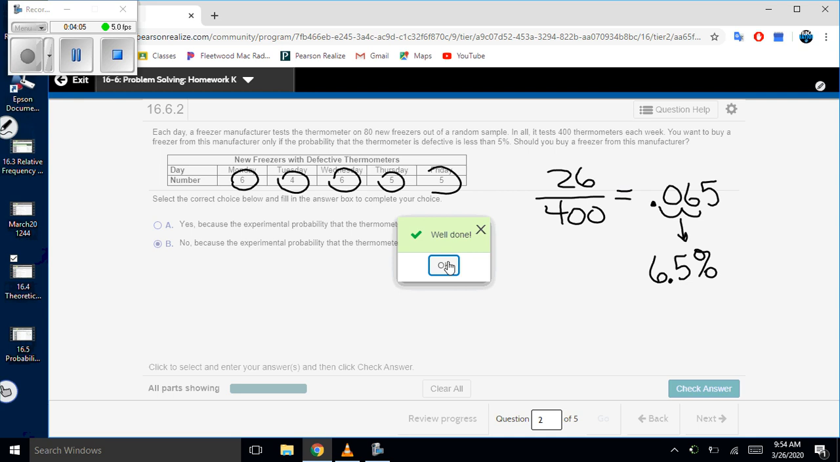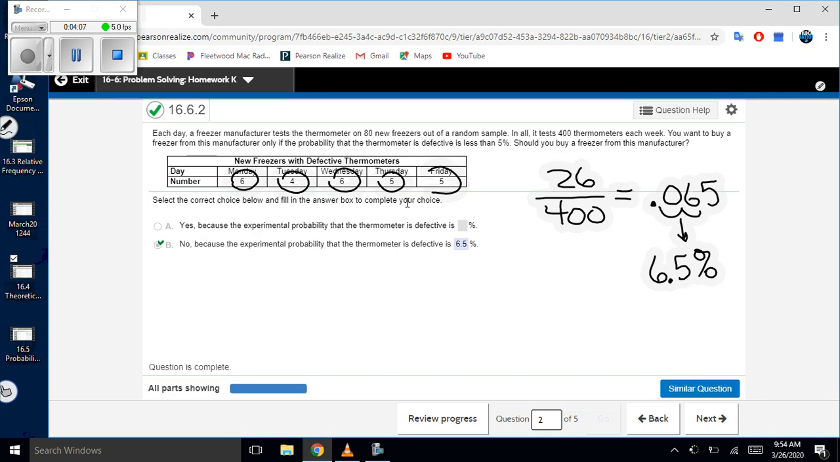So again, all we did was we added up the 5 numbers that they gave us. That gave us our numerator. I paid attention to this 400 up here. And so I took that 26 divided by 400 because that's how many thermometers were tested. And that came out to 6.5%. Moving on to problem number 3.